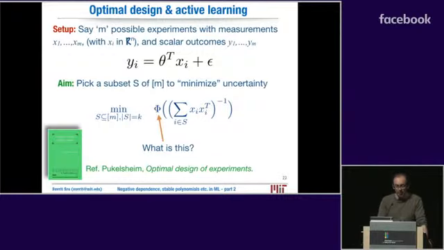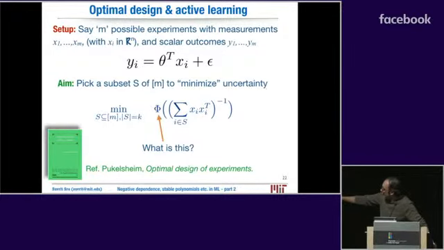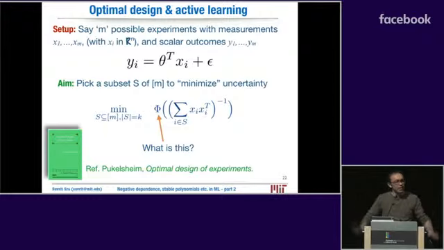So you have a budget. As you can see, it looks like a combinatorial optimization problem. It's developed in great detail. If you care, there's a classical reference text on it by Pukelsheim called Optimal Design of Experiments that outlines a pretty nice story around this whole topic. So in case you're interested further, check that book out. It was recently reprinted by SIAM.